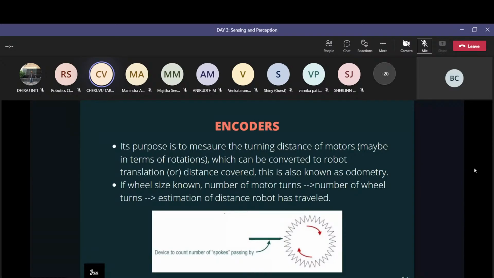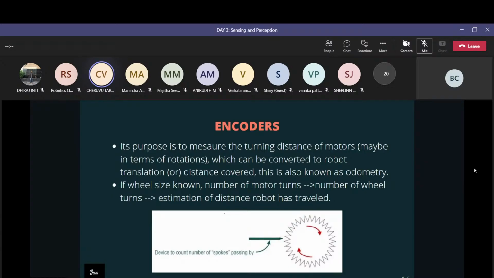That counts as one hole. After further rotation, the second hole comes into position, light passes through the second hole, and it is received by the receiver. You can say there are 2 holes, then 3 holes, 4 holes. Like that, you can say how many holes there are. Depending upon the number of holes covered, you can say how much angle or distance the motor has turned. That is nothing but an optical encoder.